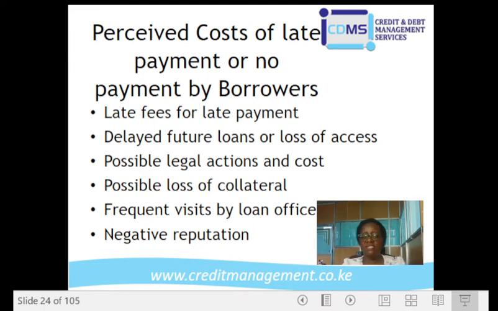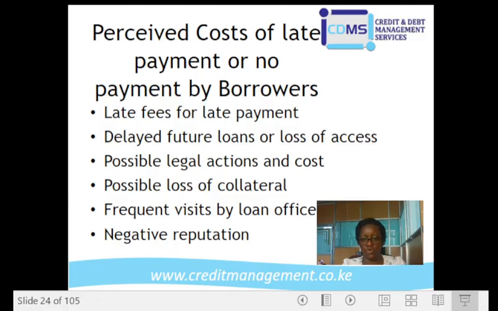But there are perceived costs of late payments, or no payment by borrowers. What do we suffer, we as an institution? Of course, there are costs which we surcharge the customer, which are usually late fees for late payment, delayed future loans, possible legal action against the customers, possible loss of collateral, frequent visits by loan officers, negative reputation. So customers also know that there are costs related to delayed payment, or that when they don't pay on time, they are going to incur these costs. And this is very important.